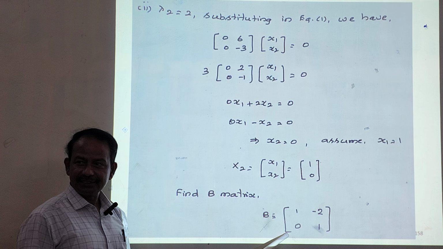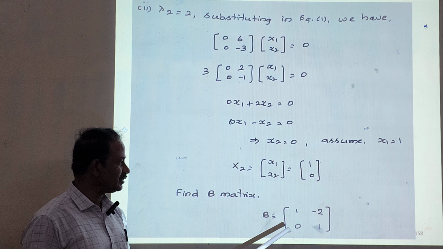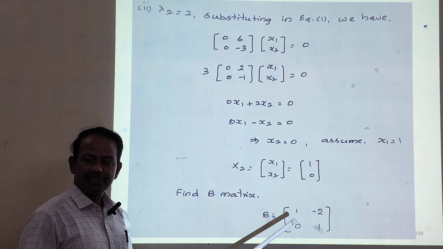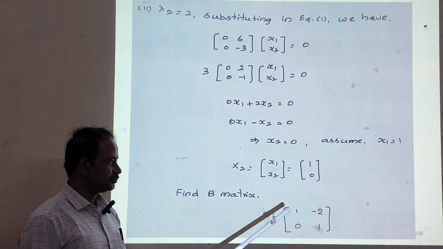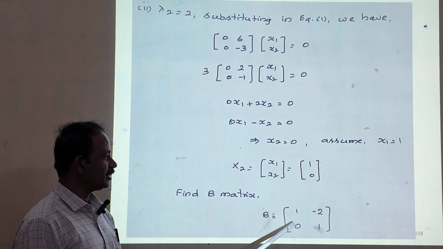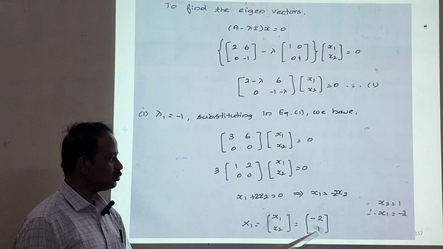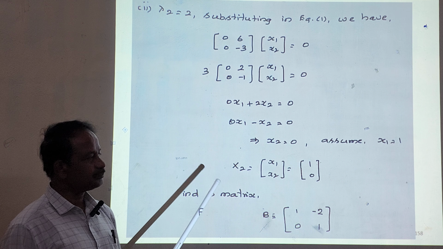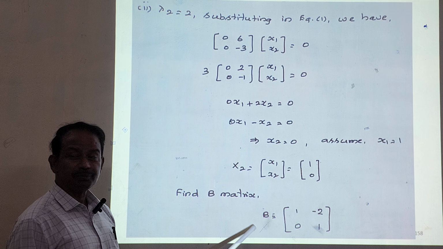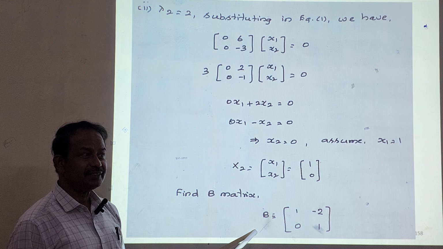The modal matrix P, correct? Here it is B, okay? So don't get confused, you just follow the uniform method. So that will be 1, 0, minus 2, 1. See, 1, 0 I have written like this, and your minus 2, 1 is here. So find out B inverse. But usually we will give a symbol as P. Don't forget, this is P.